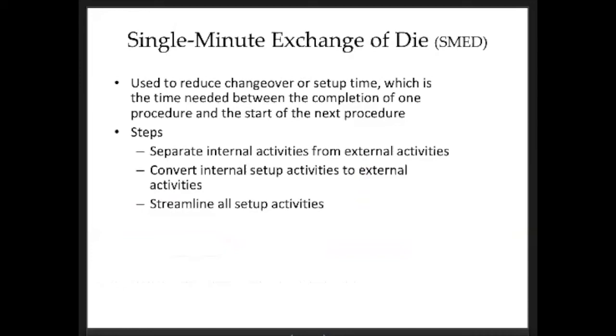The next tool which we use in lean systems is called single minute exchange of die. It's called that because in production environments there are big die machines which took multiple hours, sometimes days, to change from one die to the other so that the next product could be made. And that created a lot of delay in production. What Toyota had to do, because ultimately everything originated there, was find a way to reduce the hours or days it takes to change the die into a single-minute exchange. So it should not take more than 10 minutes to change that same die.